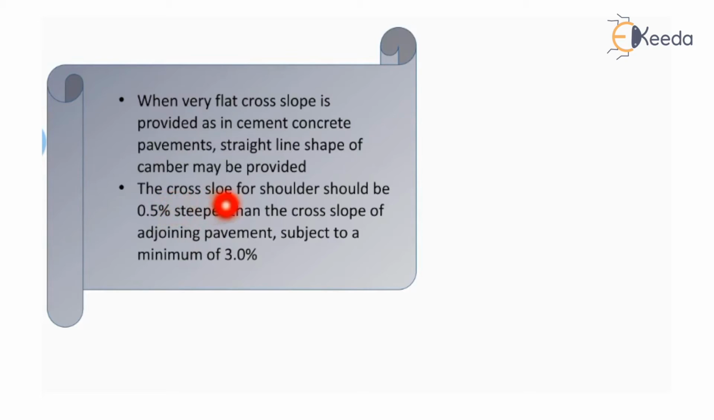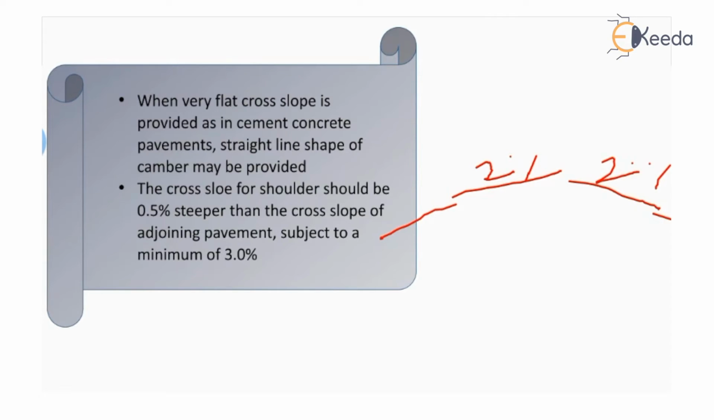The cross slope for the shoulder should be 0.5% steeper than the cross slope of the adjoining pavement, subject to a minimum of 3%. If the cross slope is 2%, then the shoulder here should be 3% slope.